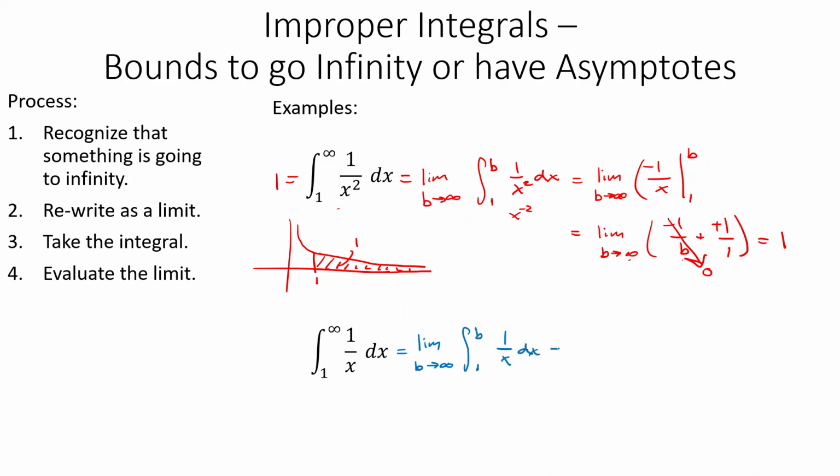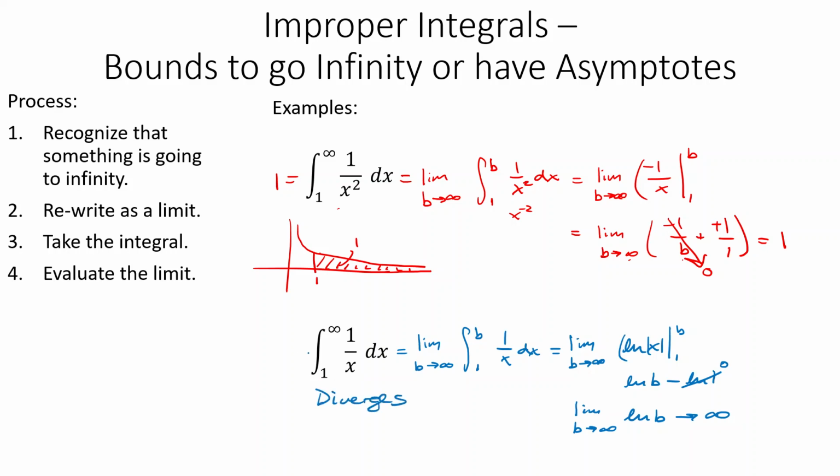So now we integrate this. The integral of this is the natural log of x. So we get the limit as b goes to infinity of the natural log of x, technically absolute value, but it's not going to matter for either of our numbers, from 1 to b. So this is the ln of b minus the ln of 1, which is 0. So we want the limit as b goes to infinity of the natural log of b, which is going to go to infinity. So we can say that this integral diverges. It goes to infinity.